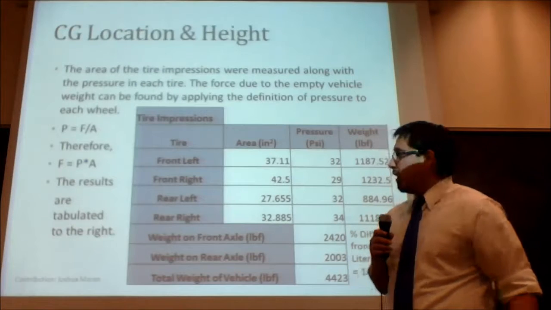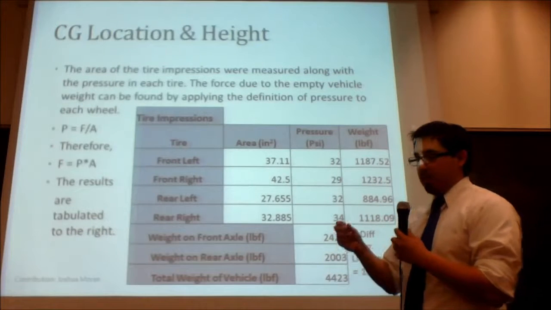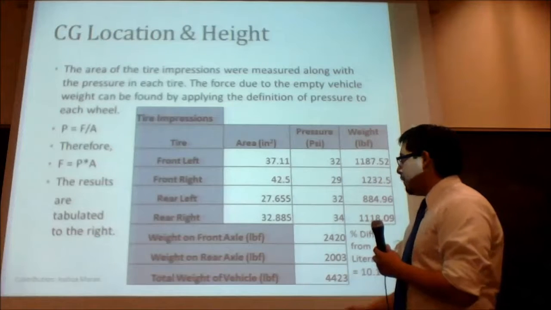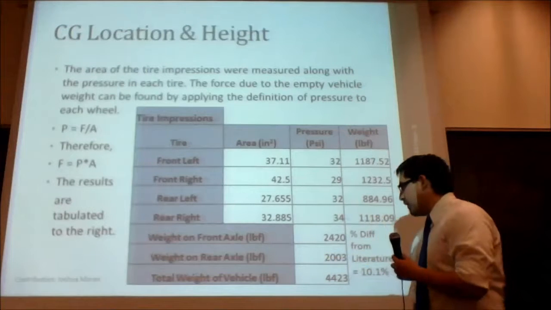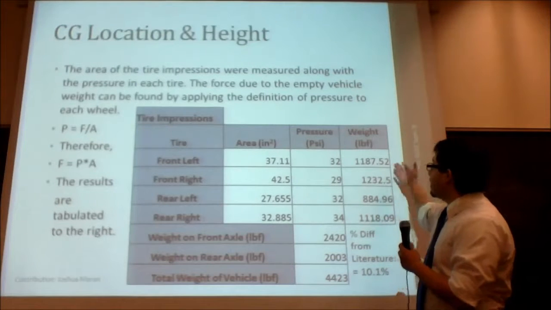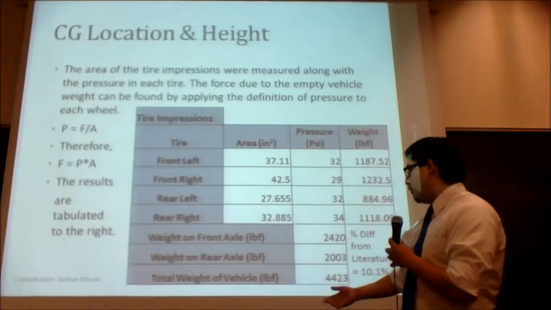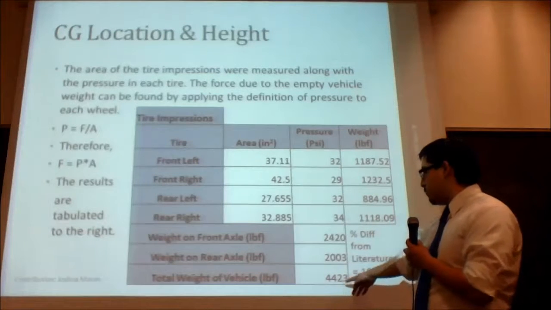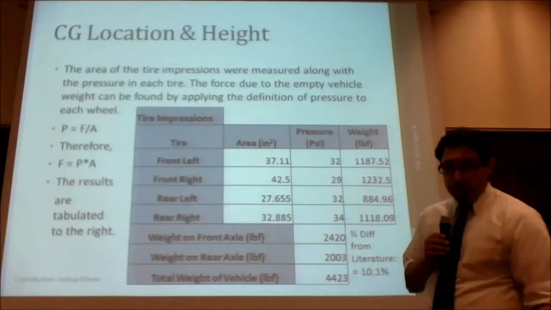Now the pressure that we got, we actually took from each tire. We took the PSI using a measurement tool, and then we rearranged the equation so we can figure out the force on each tire. The force on each tire is shown in this table, with a total weight of the vehicle in pound force of 4423, which is only a 10% difference, which is pretty good.